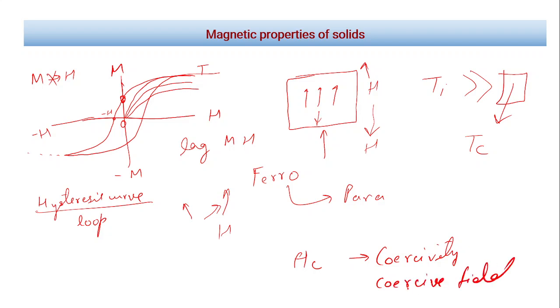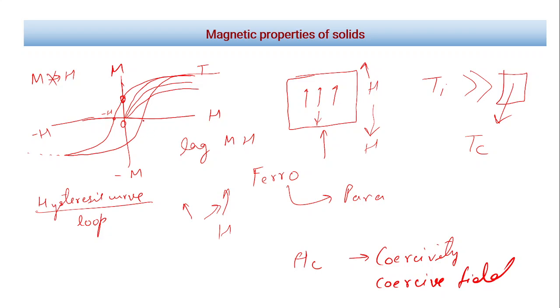This is the value of magnetic field that we need to apply to switch or flip the direction of magnetization in a material. And this is called magnetization remanence because even after making the field 0, the magnetization that remains in the material is why we call it magnetization remanence.